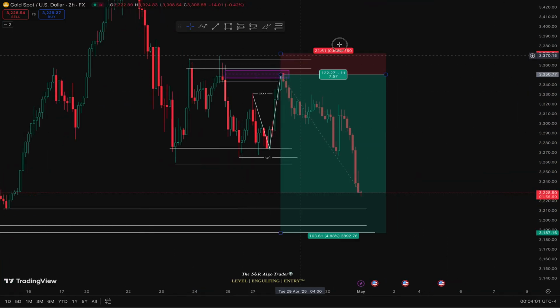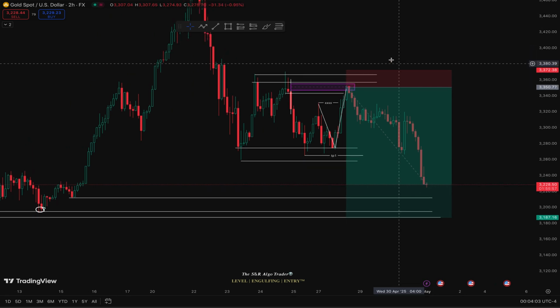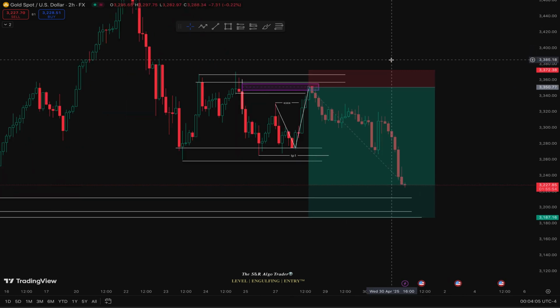So here, this is how I used to trade support and resistance, but for some reason I complicated my strategy, then I had a small setback, but I'm getting back. I'm getting back.